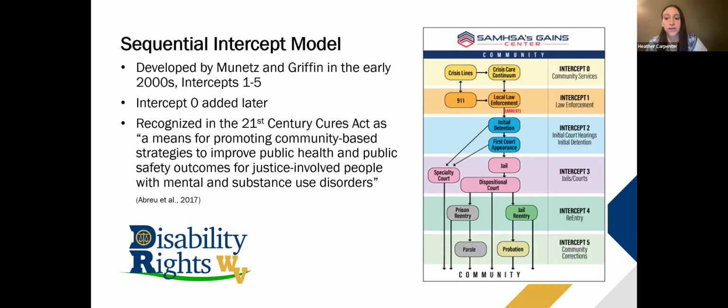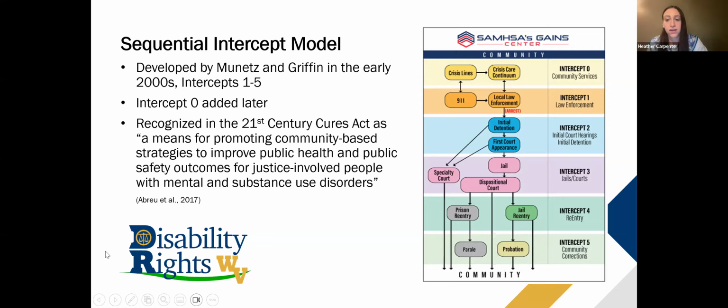And then we have intercept 1, which also ties into crisis with 911 and local law enforcement. And intercept 2, we're looking at initial detention, which could also divert into intercept 3, which is specialty courts, which can look like mental health courts or drug courts, which I'm sure some of you are familiar with. But also in that intercept 3 is traditional punishment, such as jail.